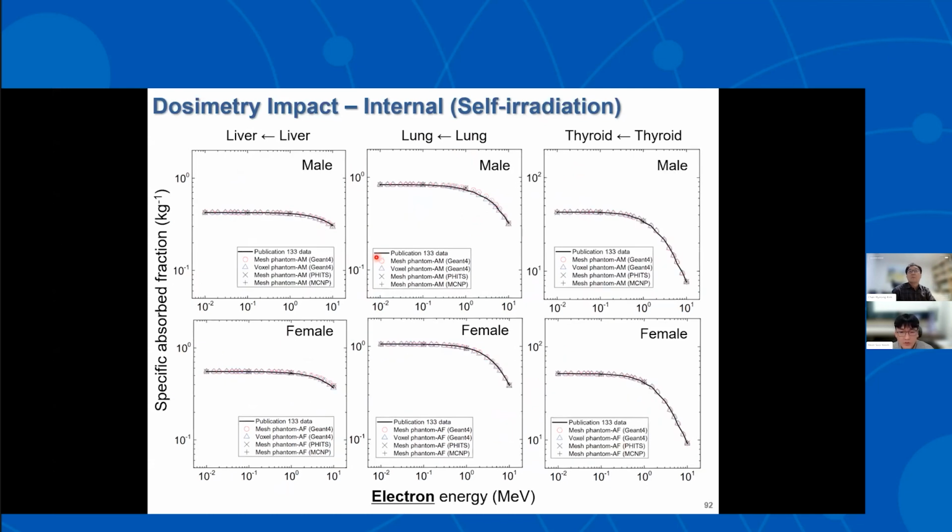And also the electron specific absorbed fraction for self-irradiation cases shows a similar observation with the photon SAF values. So these results support that the internal dosimetry impact of the mesh phantom for both photon and electron self-irradiation cases will be negligibly small.